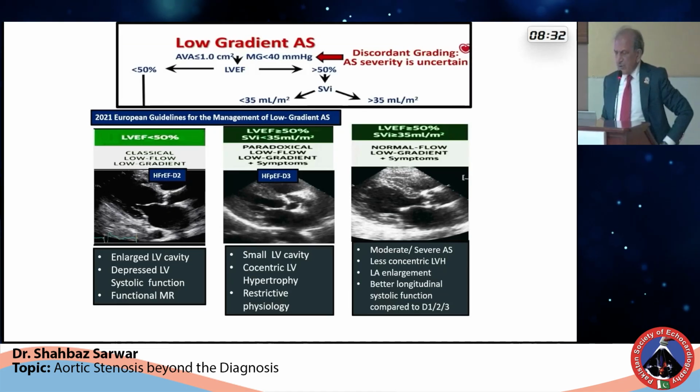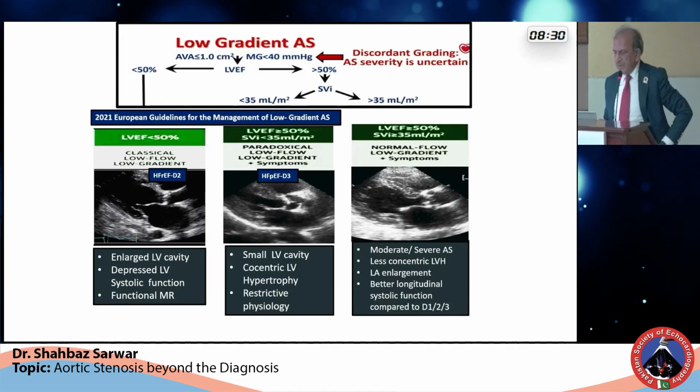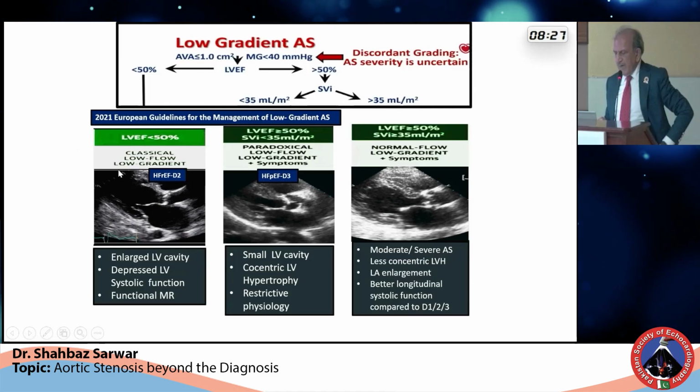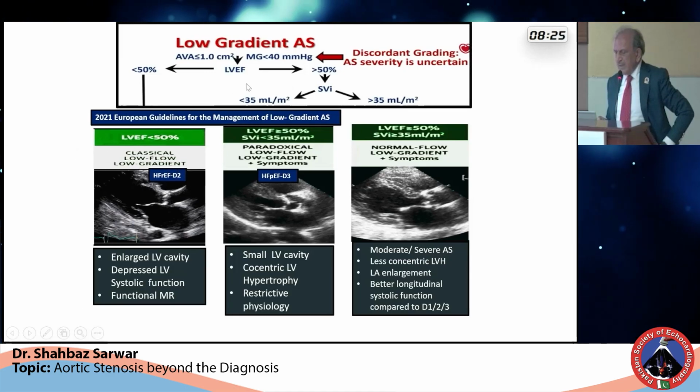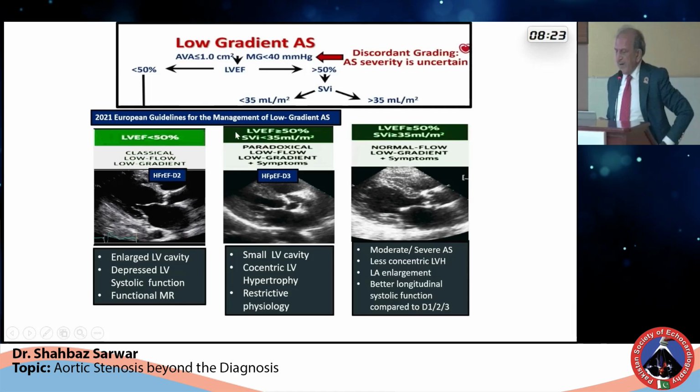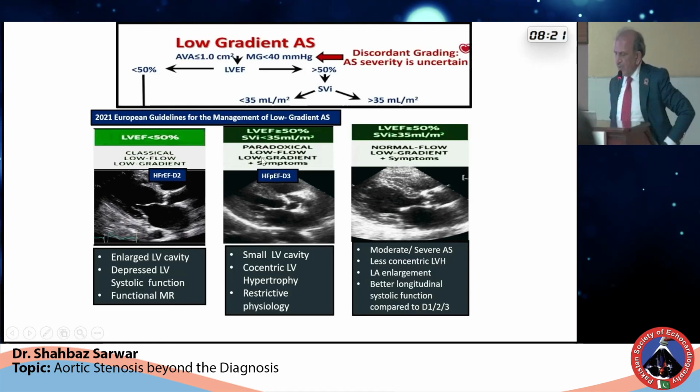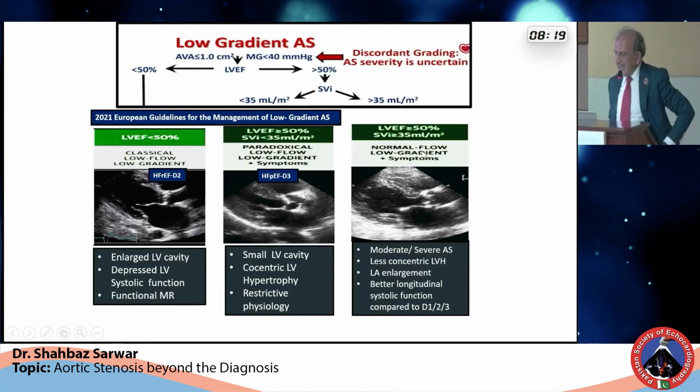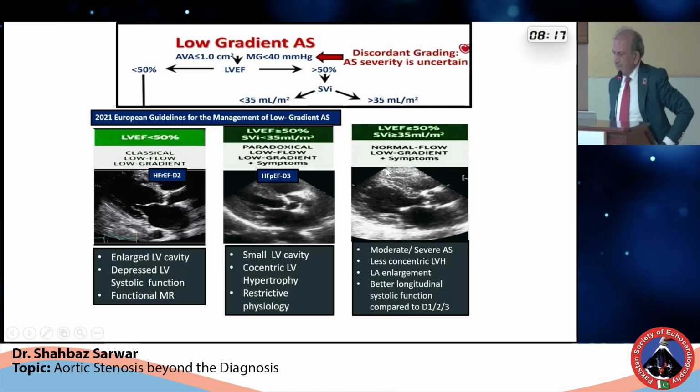So now I will talk about the most important phenotypes, which can be classical low flow, low gradient aortic stenosis, or paradoxical low flow, low gradient stenosis. And then there is the normal flow, low gradient with symptoms.